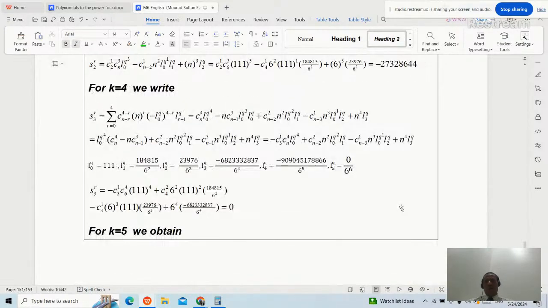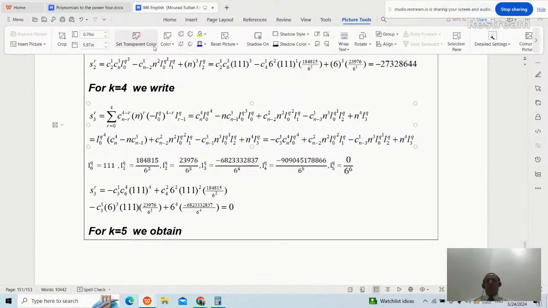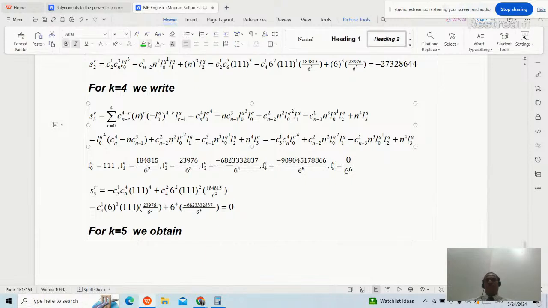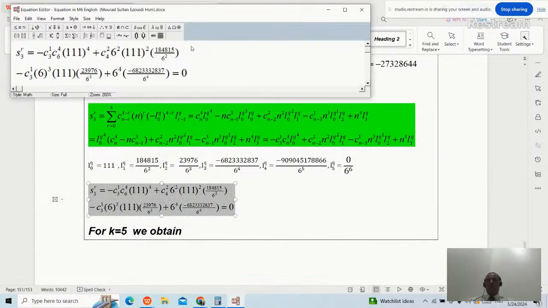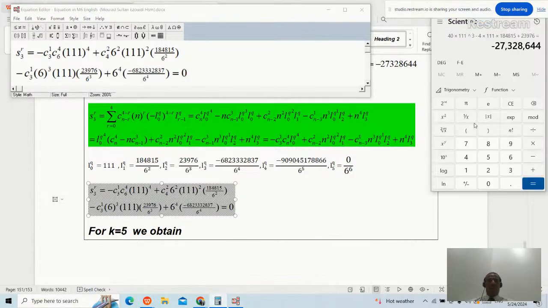When k equals 4, I will use, of course, the discriminant formula of Mourad Sultan Ezouidi. Therefore, this is the discriminant formula. Now substitute, replacing L0 of Q with 111, L1 with 184,815, L2 with 23,976, and L4. I will now use my calculator and check the value of this.